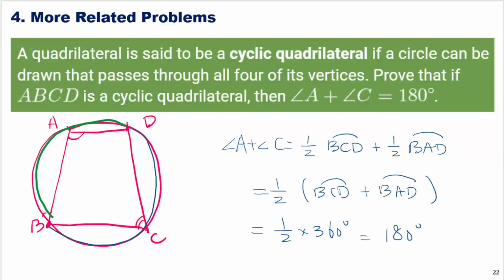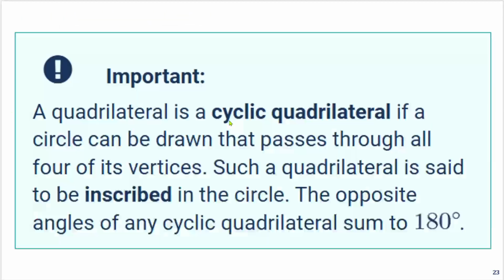Did you get it? Can you follow me? So actually you can also consider this as a special property for the cyclic quadrilateral, which states that a quadrilateral is a cyclic quadrilateral if a circle can be drawn that passes through all 4 of its vertices. Such a quadrilateral is said to be inscribed in a circle. Opposite angles of any cyclic quadrilateral sum to 180 degrees. We have already proved this, right? Okay, so have a look at this property here. Any questions, just let me know, okay?